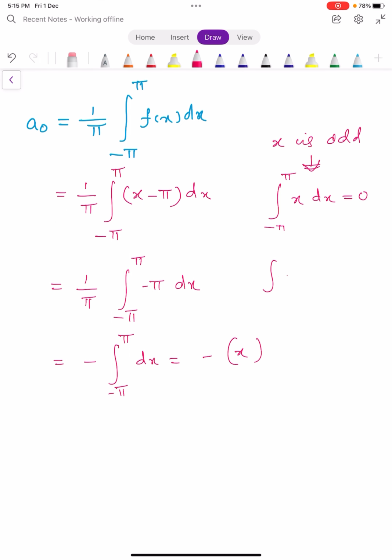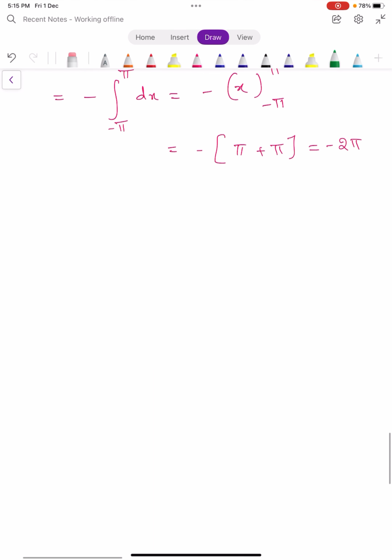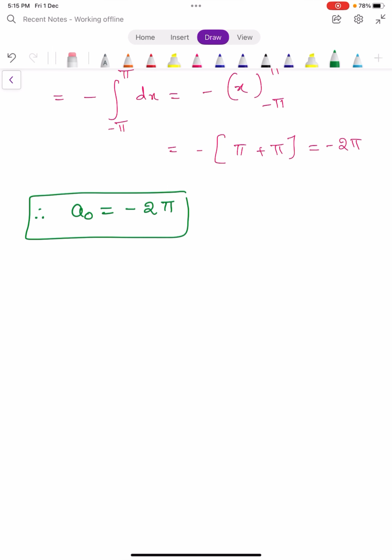What is the integral of dx? It is x, with limits from minus pi to plus pi. You get minus of pi plus pi, which is minus 2 pi. Therefore we conclude that the value of a naught is equal to minus 2 pi.